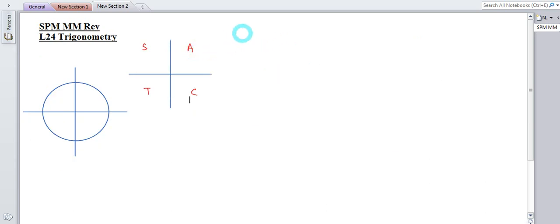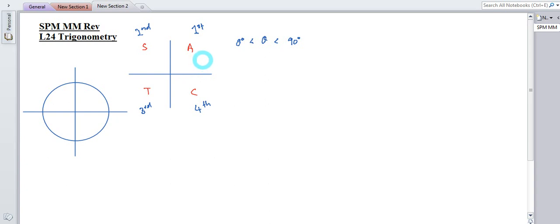I hope that you still remember this one. We have 4 quadrants here. ASTC, still remember? The first quadrant, the second quadrant, the third quadrant, and the fourth quadrant. If the angle stops at the first quadrant, all will be positive, which means the angle is between 0 degree and 90 degree in the first quadrant.